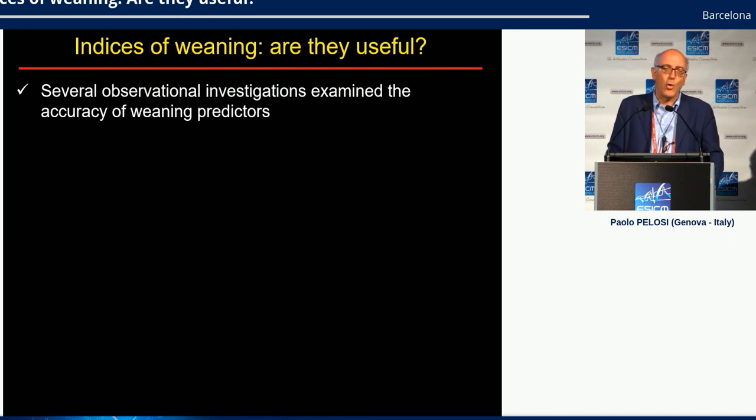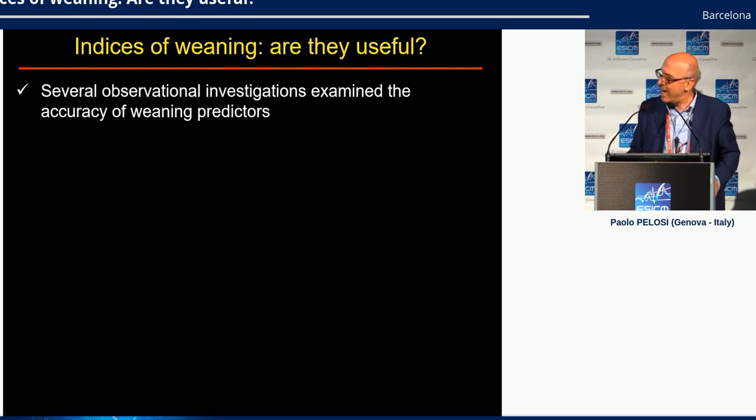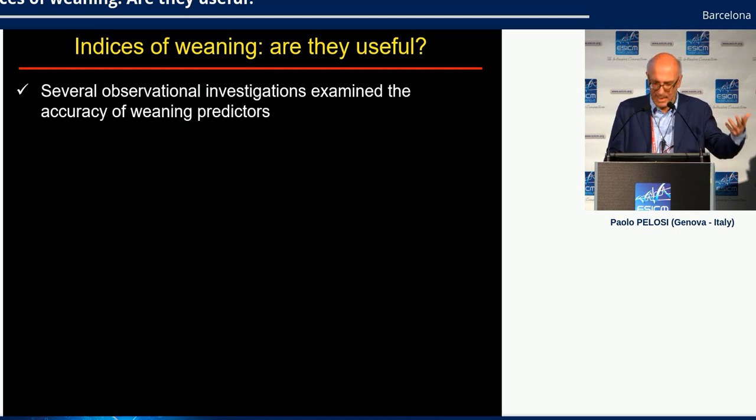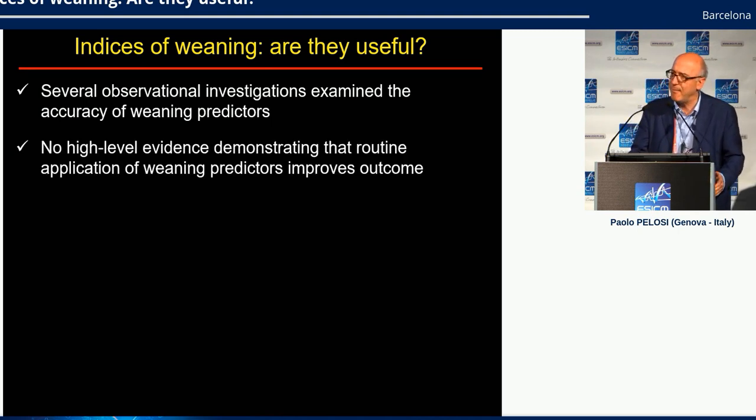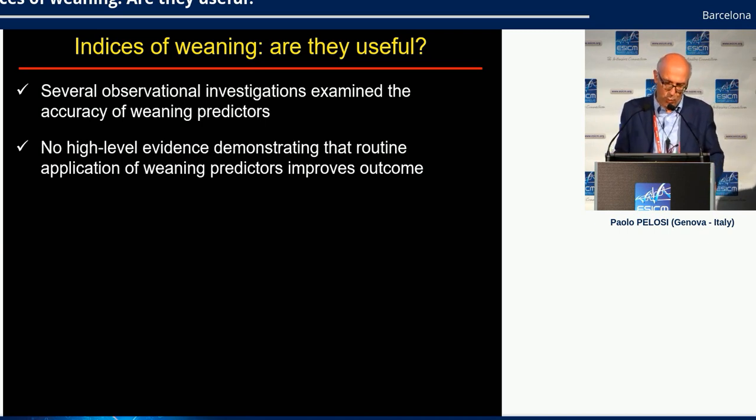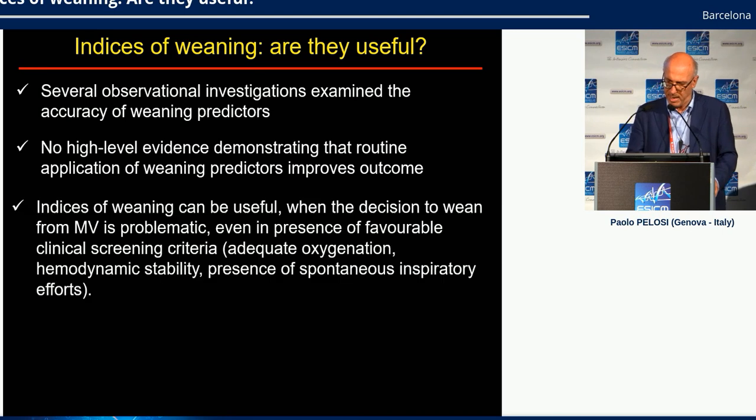So, to conclude about the question that was asked to me today: indices of weaning, are they useful? We know that we have several observational investigations that examine the accuracy of the weaning prediction. So we have some data. However, I have the feeling that there is no high-level evidence that demonstrates that routine application of these weaning parameters may improve the clinical management of our patients. Indices of weaning can be useful when the decision to wean from mechanical ventilation is very problematic, even in presence of favorable clinical screening criteria.